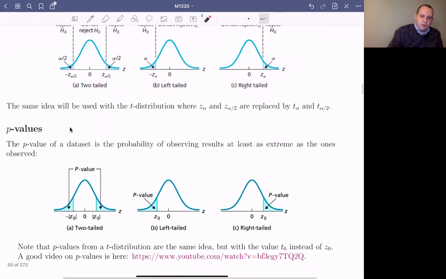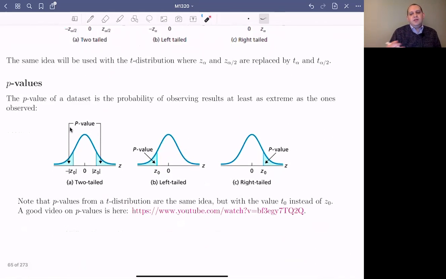The p-value approach is slightly different, but it's going to tell you the same information. The p-value of a data set is the probability that your data set is at least as extreme as what you get from your sample. In other words, it's the probability that the results that you're going to observe are at least as extreme as what you observe. So that's going to be the p-value.